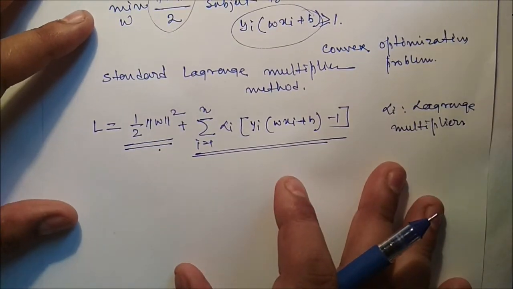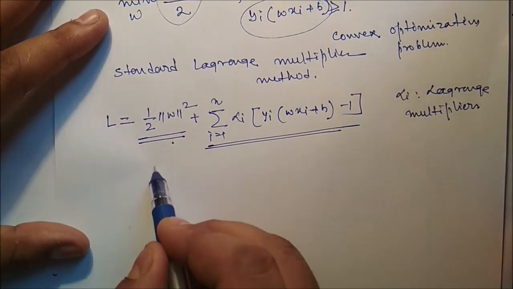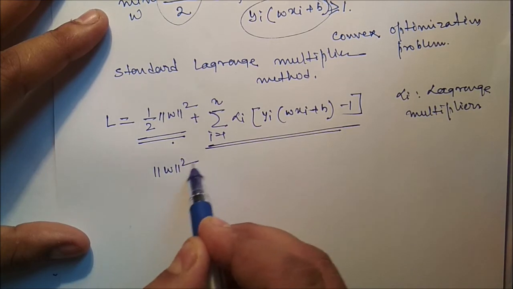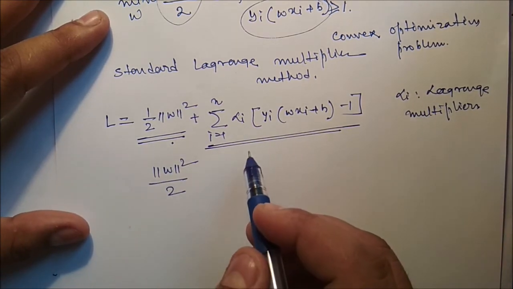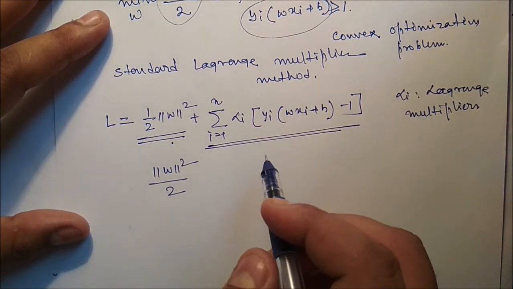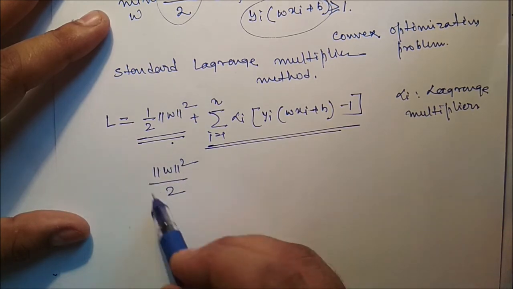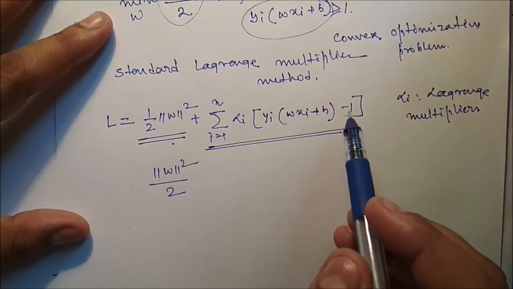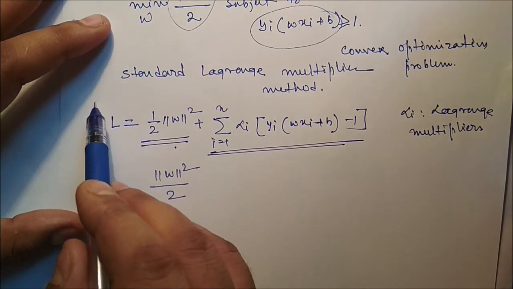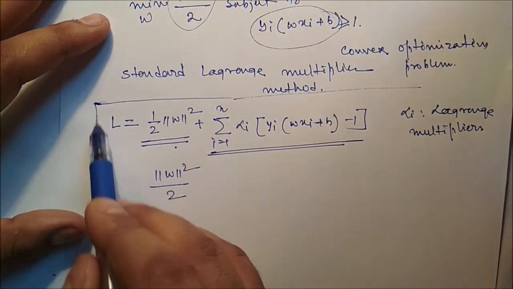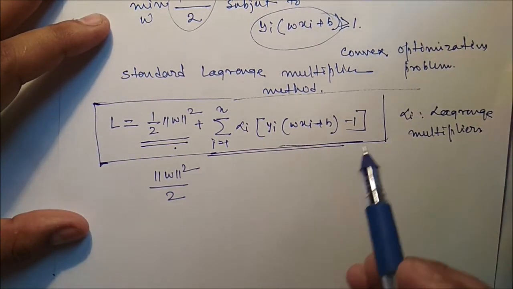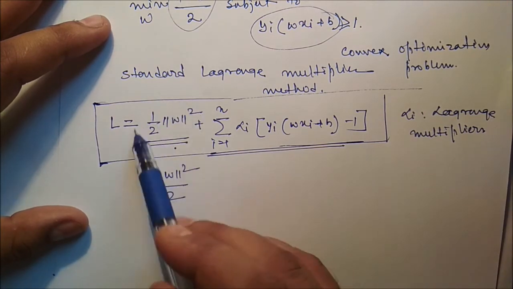Now the actual objective function is this one. This is the objective function that is minimized. So the question is, why should we use this one, such a typical equation? Why should we use this one? Our main objective function is this one.